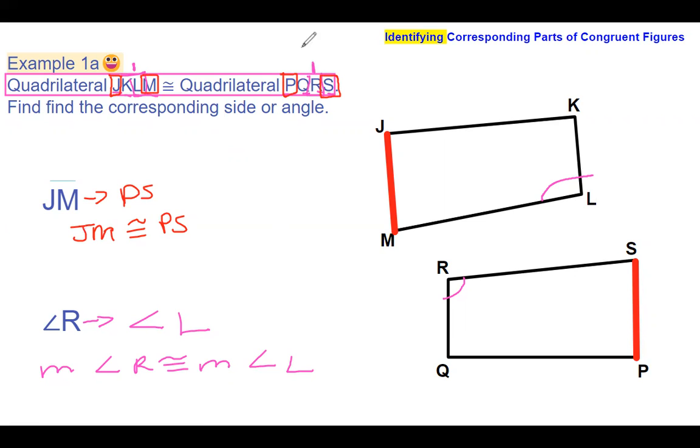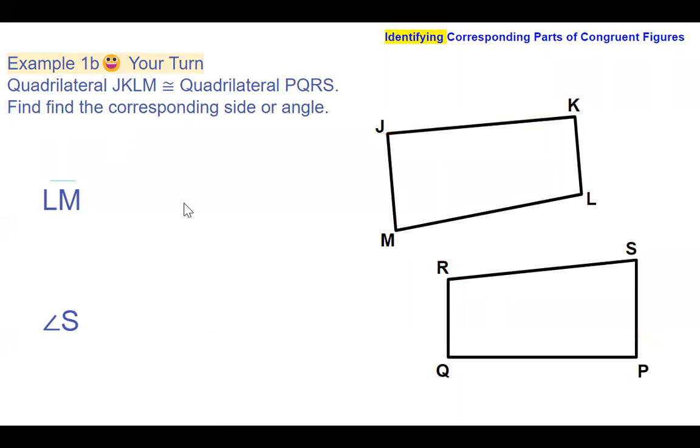All right, ready for another one? Let me get it clear. Go ahead and try this one on your own. Try LM and angle S. Let's see if you guys can find the corresponding sides and angle.